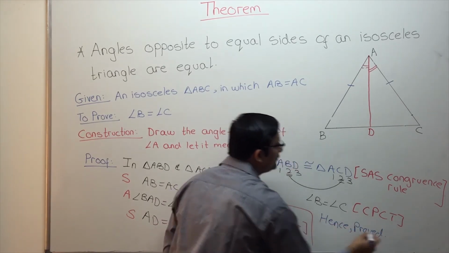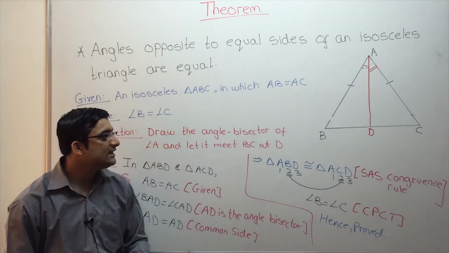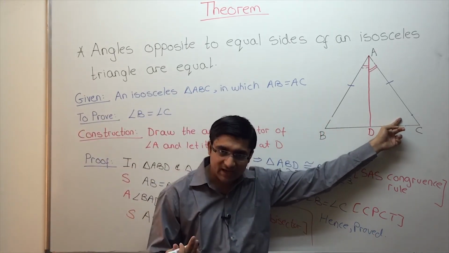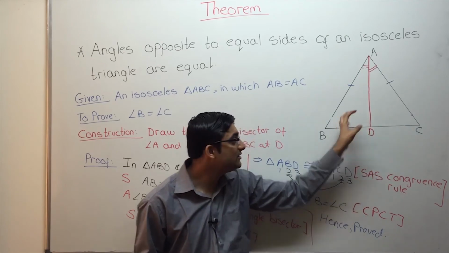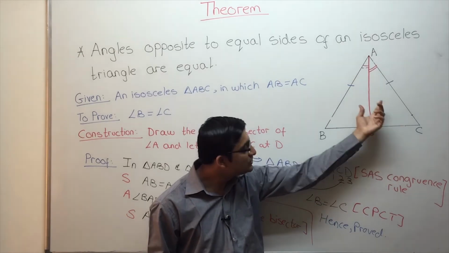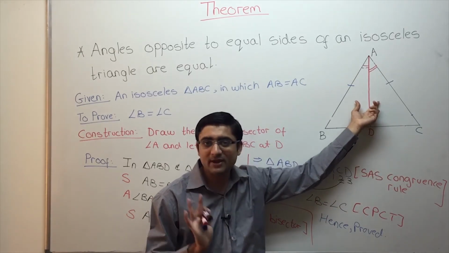So this is how you prove this theorem. I repeat once again. I want to prove these two angles to be equal. So search for triangles which have these angles as their part. Triangle ABD has angle B, triangle ACD has angle C. If I can show these two triangles to be congruent, my job will be done.